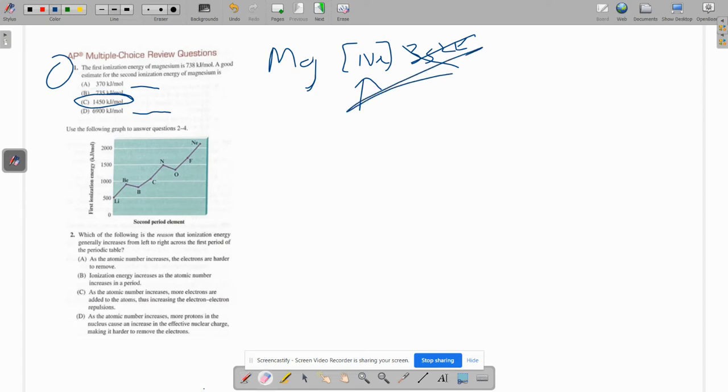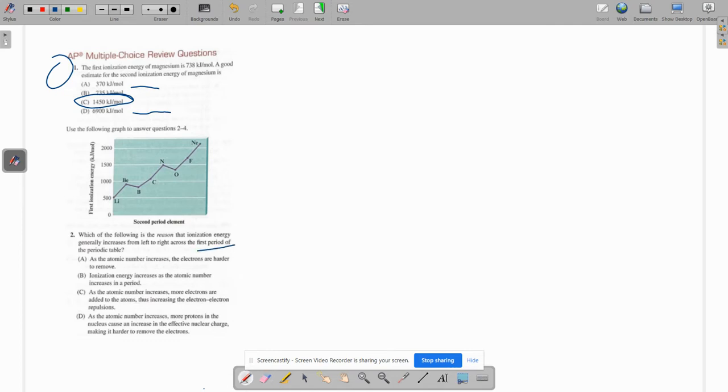All right, rolling right along. Let's see what we got next. This one is also about ionization energy, and it asks which one of these explanations explains why, as you go across the first period of the periodic table, ionization energy increases. As you see, if you start with lithium way on the left, all the way to neon, it does increase as you go across.